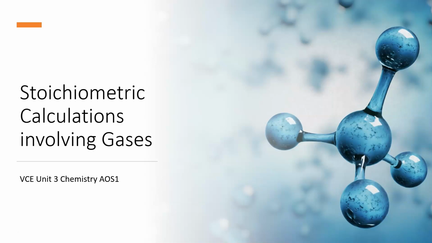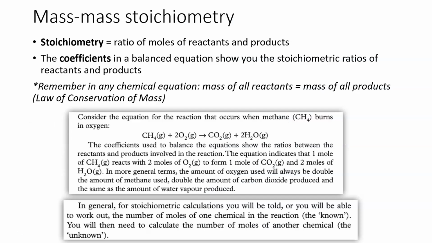So let's get started. You'll remember from when we did mass stoichiometry and even volume stoichiometry in year 11 that what we're talking about is the ratio of moles of reactants and products, which means we always need a balanced chemical equation. In the case of what we've been looking at so far in Unit 3, this could be a thermochemical equation. When we're talking about gases, it is definitely probably going to be a combustion equation if we're linking this back to fuels.